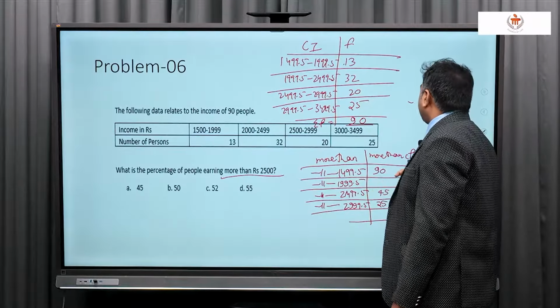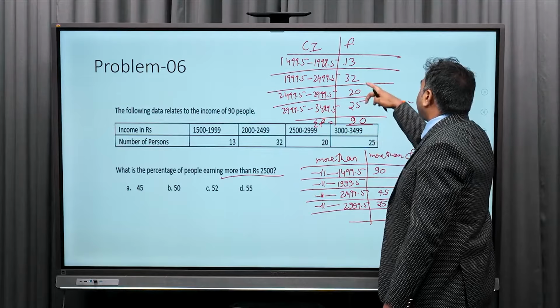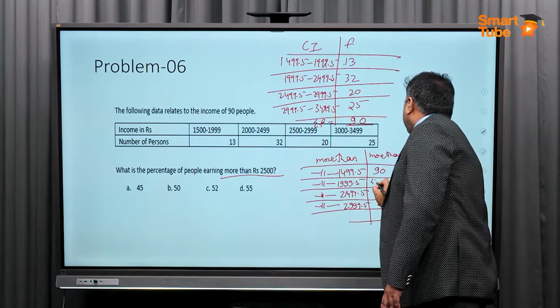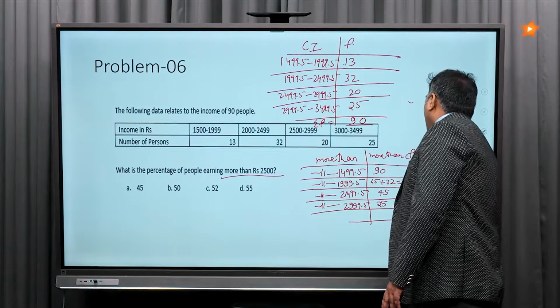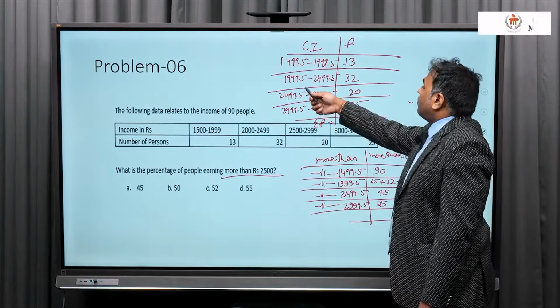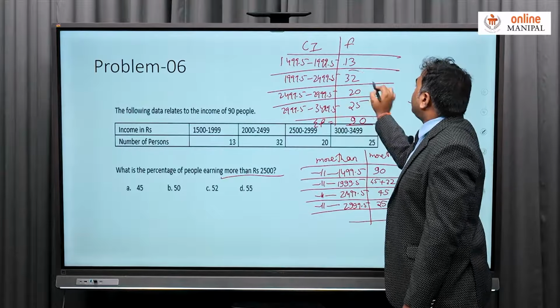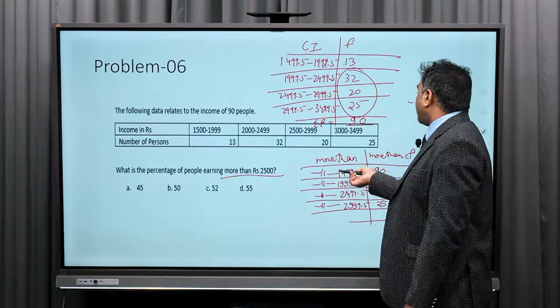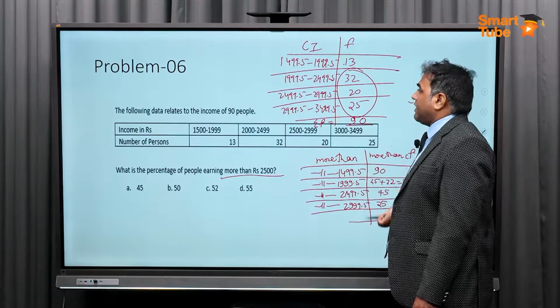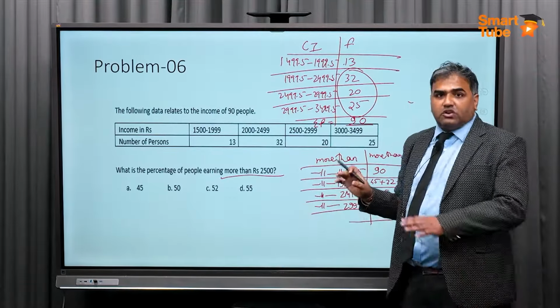And then going further, once you get this 45, then what you do? You do 45 plus 32. So if you do this, you will get 77. So how many values are more than 1999.5? This many values. What are those values? 77. Okay. Then how many are more than 1499.5? All the values. So once you got this, you're done with the problem.